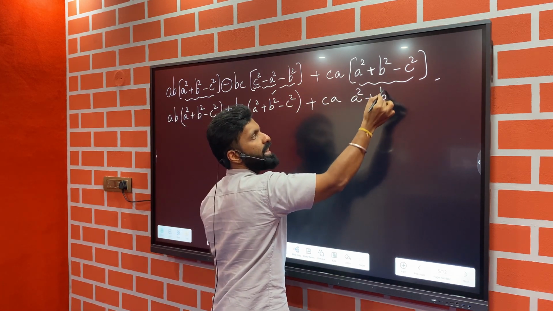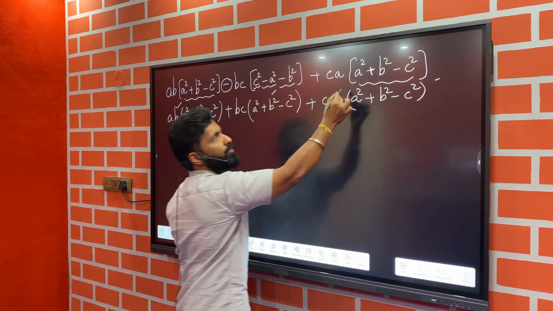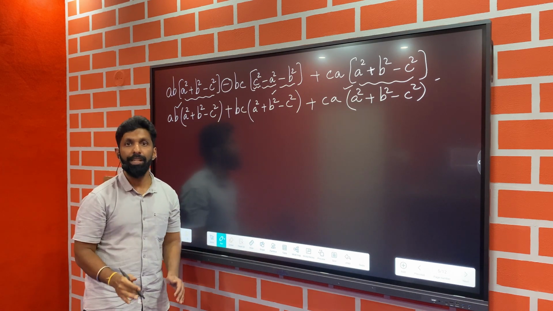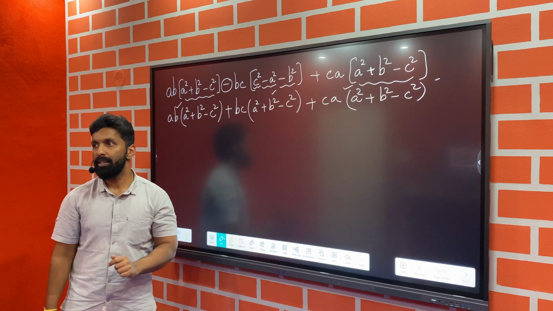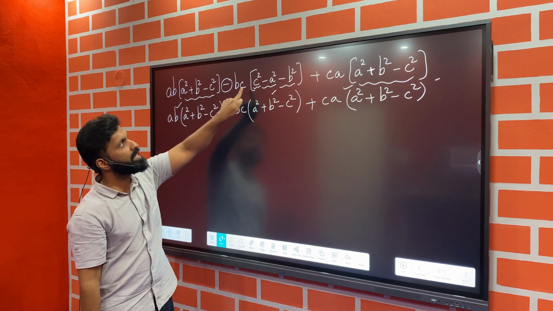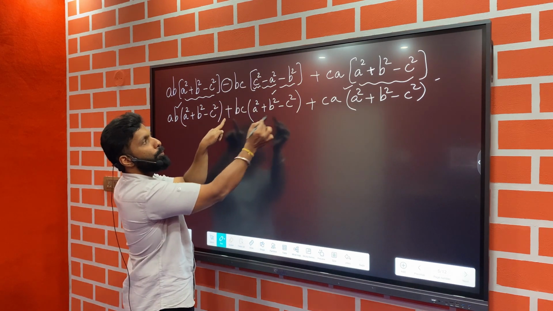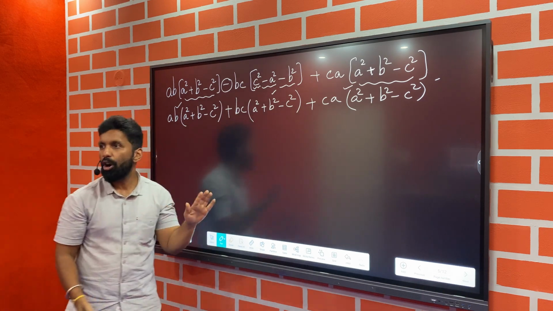I have not done anything to the other terms. To the first and third term, I have not done anything. I've only changed the second term. That too, I've changed it in such a way that the question doesn't get affected. What do I mean by the question doesn't get affected? Please open the bracket and see. Minus bc into c square is minus bc cube. Here also, if you multiply, you get plus into minus bc cube. I have not changed the question.